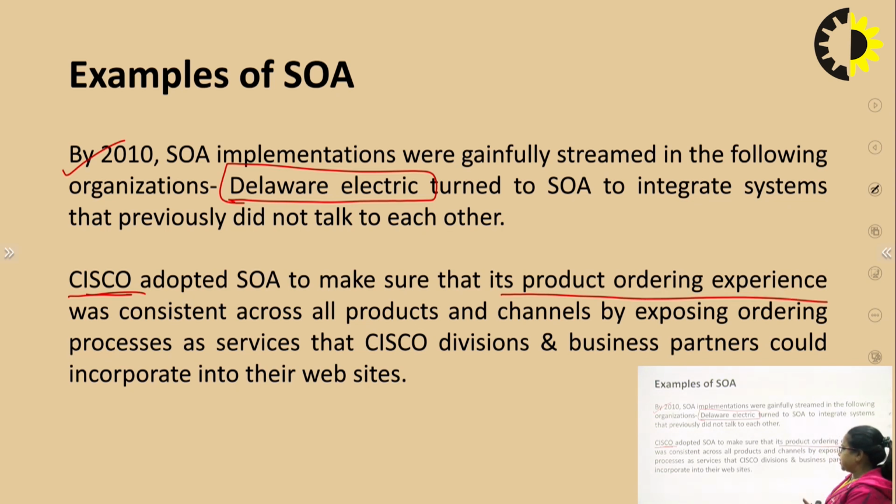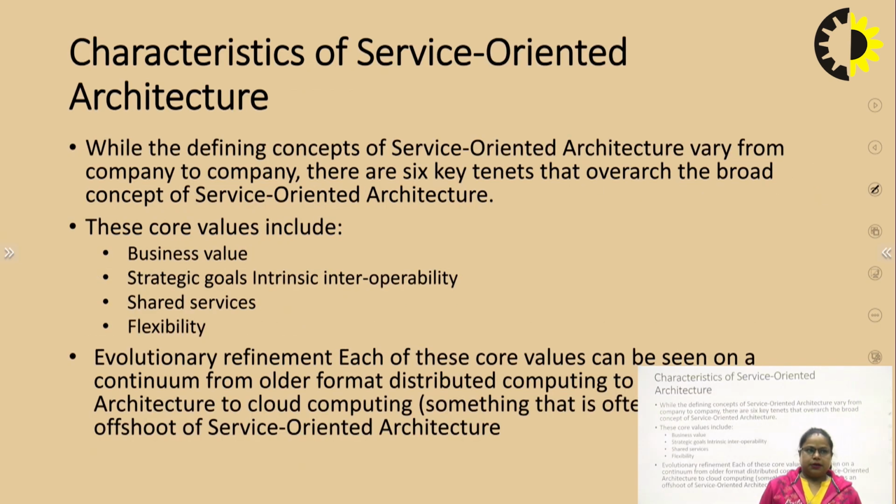was very consistent across all the products and channels by exposing the ordering processes in the form of services, so that Cisco's business and partners can incorporate them into their websites. Cisco is taking the benefit of using SOA products whenever they expose their orders, so that they can provide better services to their users.